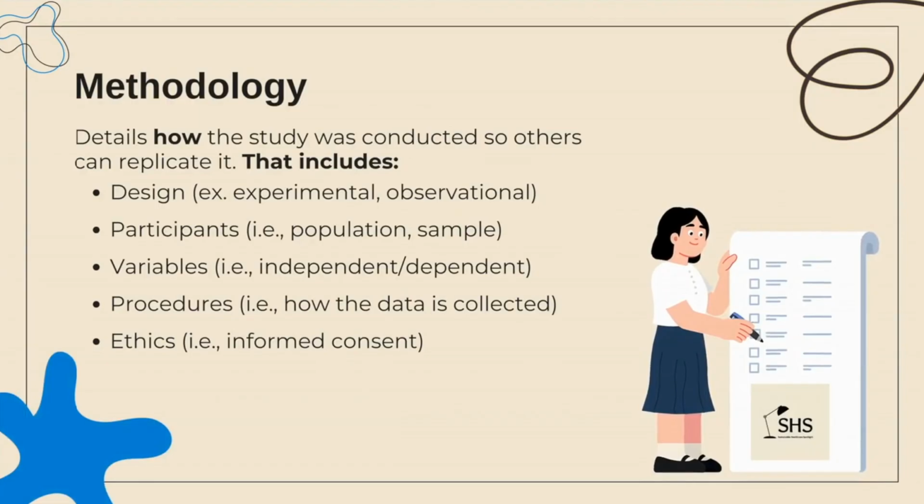Next is the methodology section. This explains how the study was conducted so that others can replicate its findings. It includes such details as the design of the study, the participants involved, the variables being tested, the procedures used, and ethical considerations, like informed consent. The main goal of this section is transparency, making sure other researchers can repeat the study and see if they can get similar results.